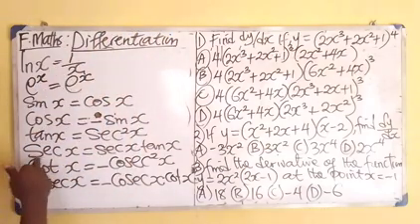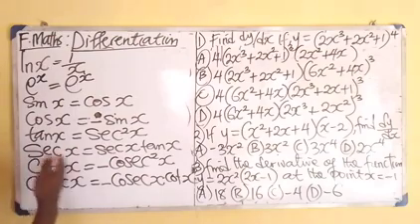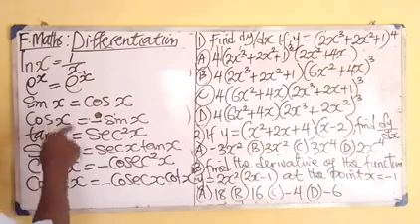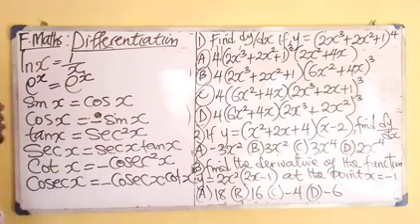Or you have to look for the derivative of sec x. It becomes sec x tan x. Or derivative of tan x, I have sec squared x. Or what is cos x? Is minus sin x. Sin x, I have what? Cos x. Very, very simple.